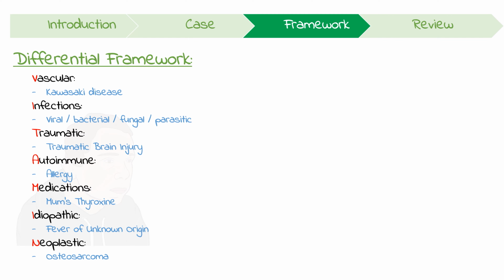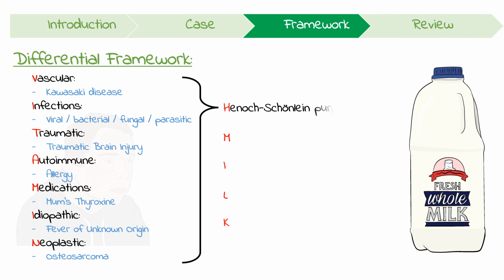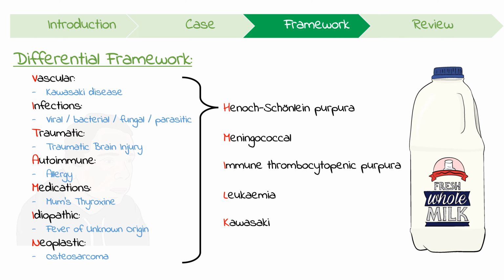Now we know our patient has a rash, let's think about more specific differentials in this age group. I like to remember there are a couple of really important conditions in PEDS that are often associated with a petechial or purpuric rash. I remember that with "I HATE MILK". It stands for Henoch-Schönlein purpura, meningococcal disease, immune thrombocytopenic purpura, leukemia, and Kawasaki's, although this usually presents with a maculopapular rash.